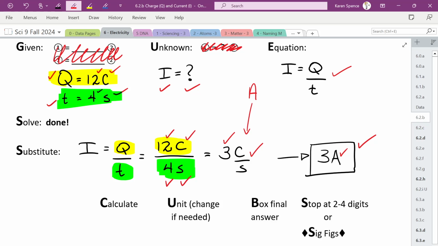And even if we were doing sig figs here, we would have 2 sig figs for 12, 1 sig fig for 4, and so we would have 1 sig fig in our final answer.